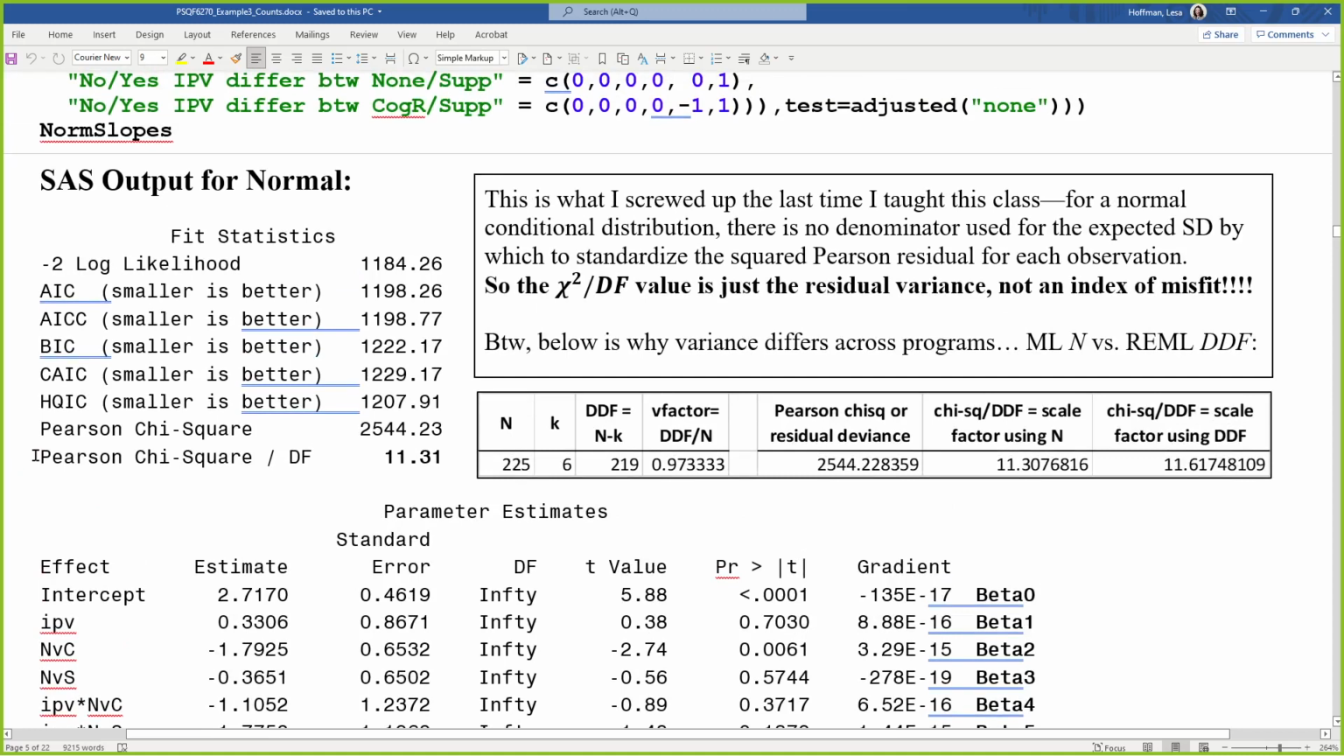So here's the thing that I said that I screwed up. 11.34 is the residual variance of the model. It has nothing to do with fit. Last time I was all, look at how high that is, it's definitely not normal. No, Lisa, that's not how it works.